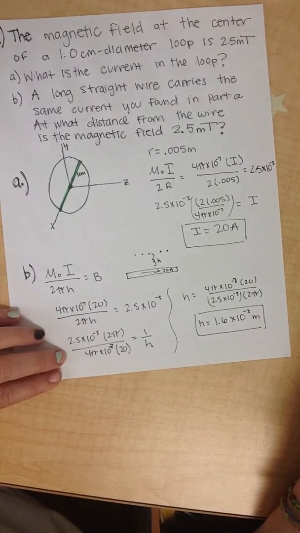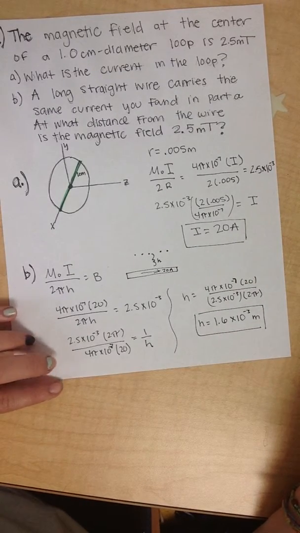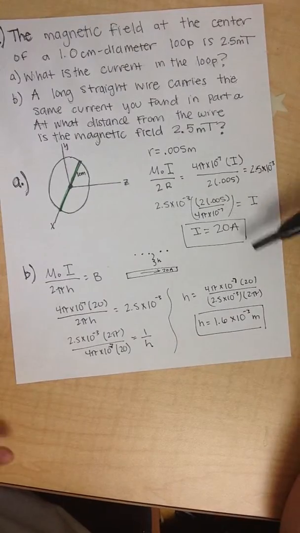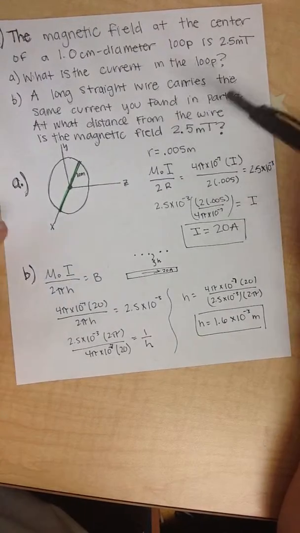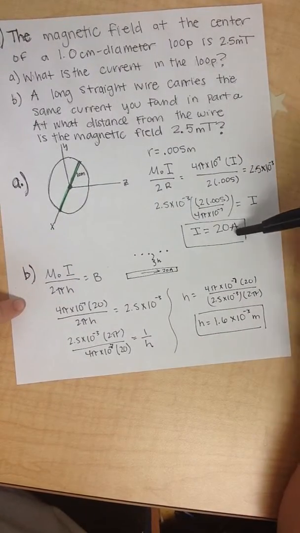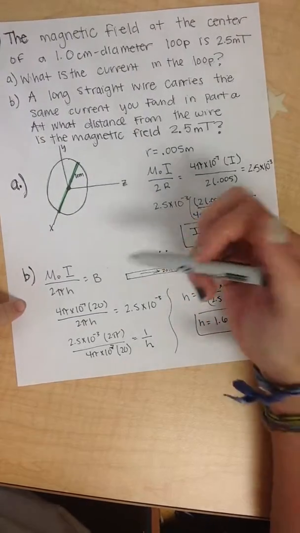So that's it for problem 11. Pretty easy, you just have to start off with the ring and knowing the equation for your ring, and then again plugging in our current from the ring into the equation for the line.